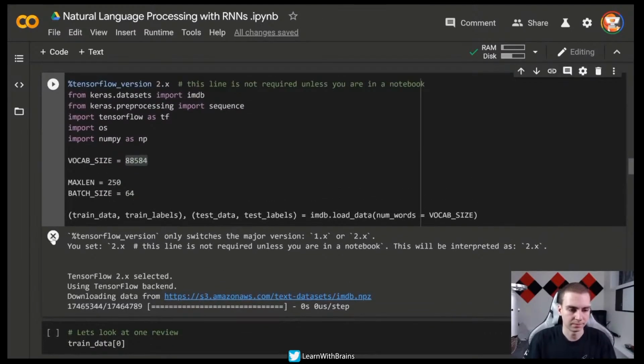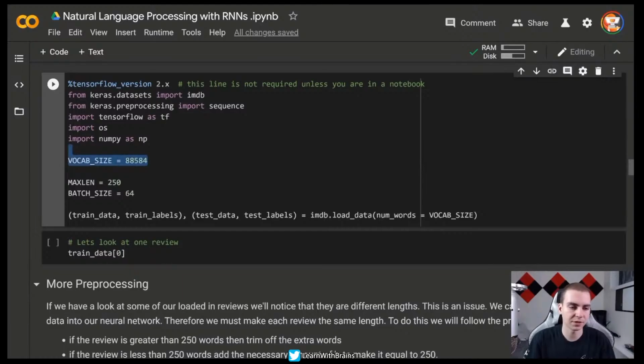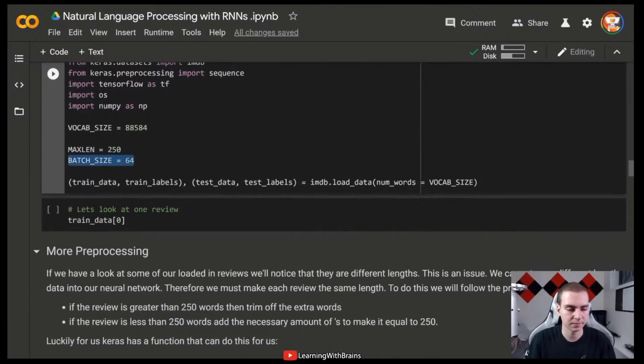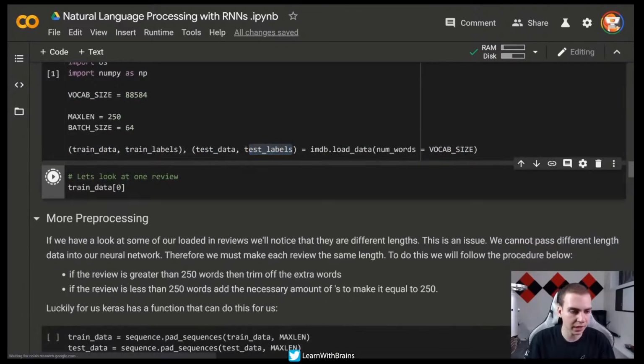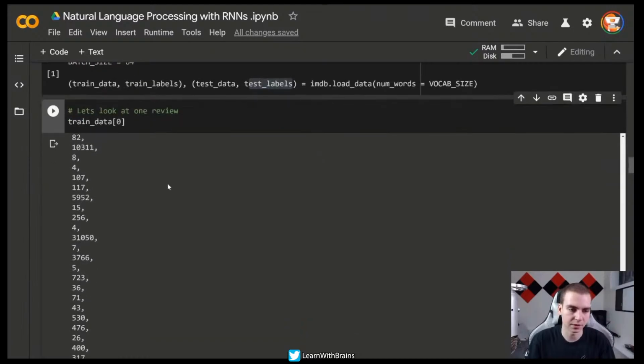Okay, so what we've done is define the vocabulary size, the max length of a review, and the batch size. Now what we've done is just loaded in our dataset by defining the vocabulary size. So this is just the words it will include, in this case, all of them. Then we have train data, train labels, test data, test labels. And we can look at a review and see what it looks like by doing something like this.